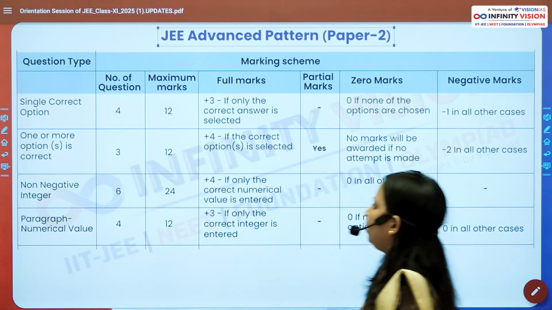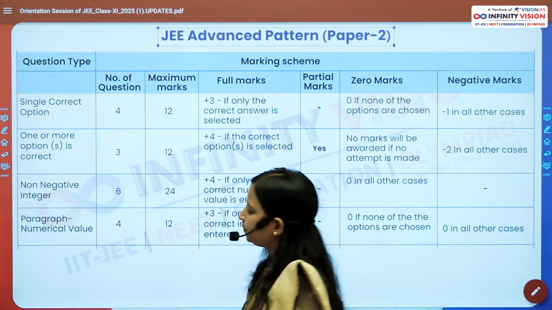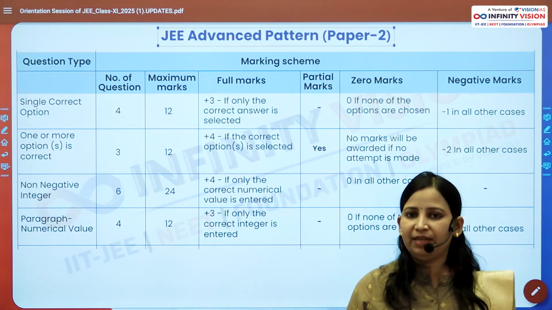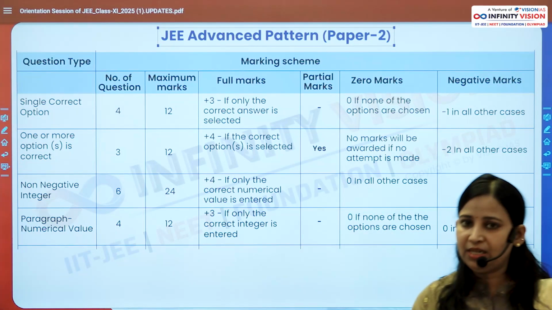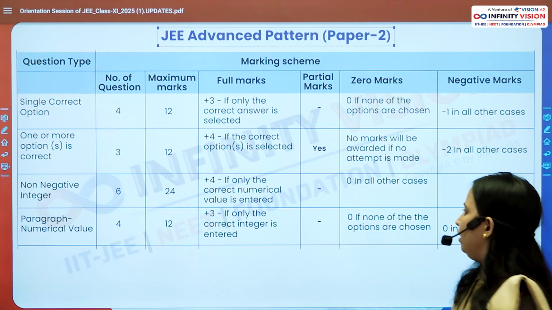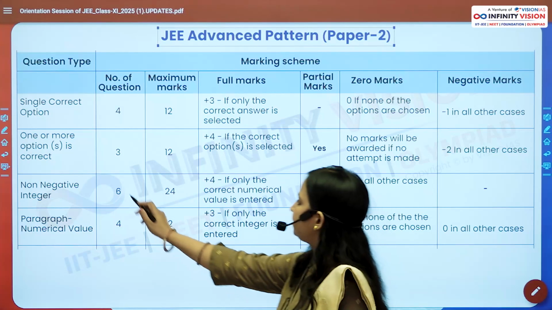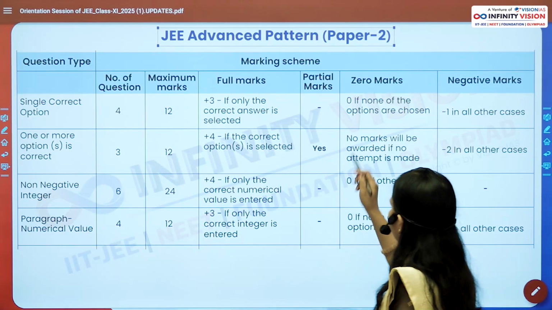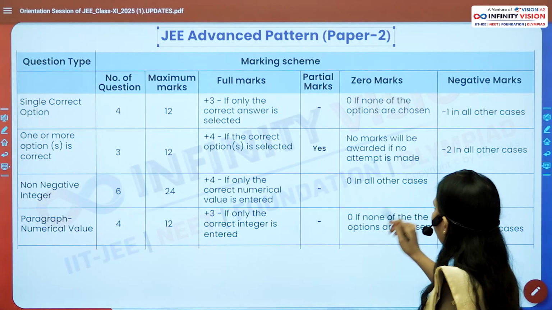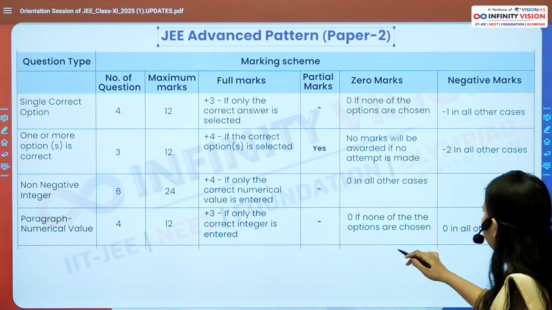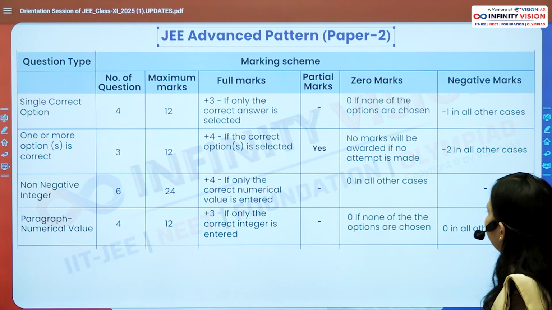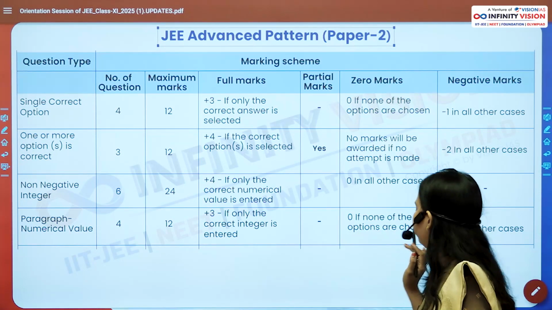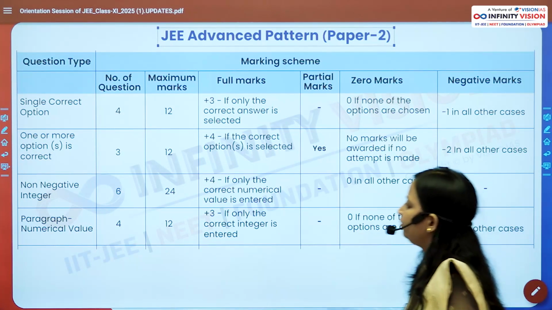Okay. Now non-negative integer, here again you have to report your final answer in the form of an integer, that is a positive integer. The number of questions here is 6, each of 4 marks, that is maximum marks is 24. There is no partial marking, you will get 0 if you are not attempting the question, and there is a good thing, for these integer type questions, there is no negative marking.